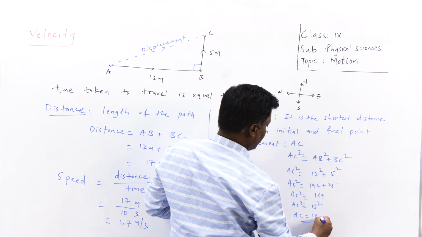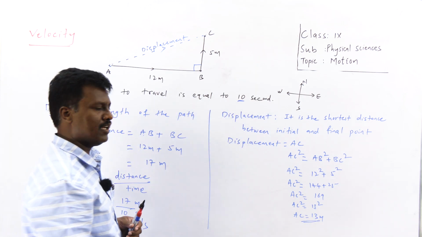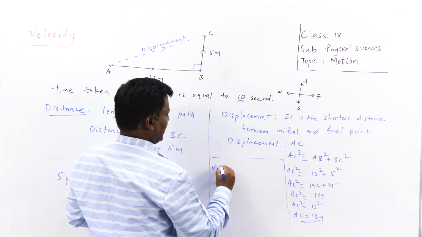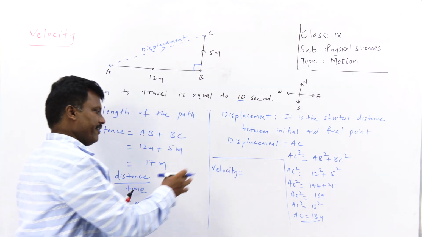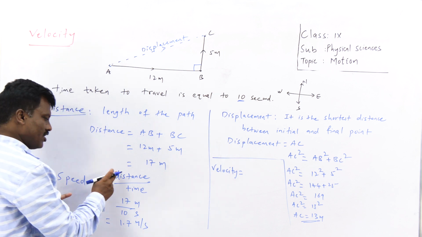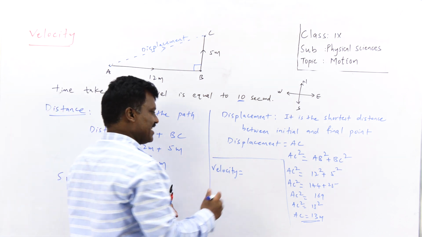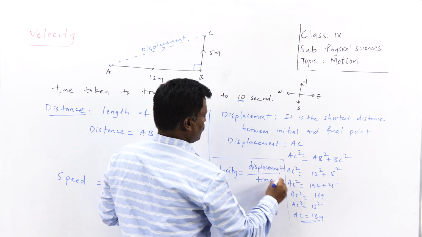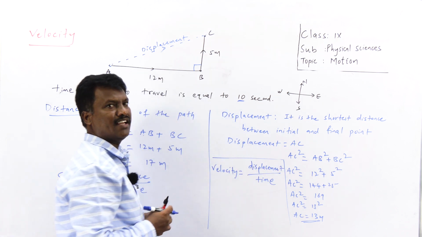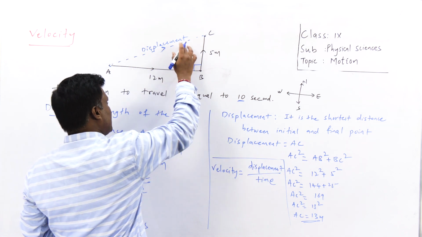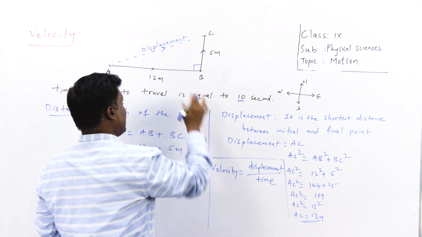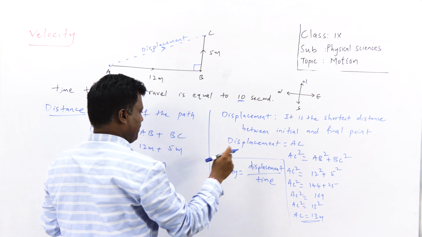Displacement is equal to how many meters we got? 13 meters. Okay. Now I am going to calculate velocity. Now, introduction to velocity. Speed is equal to distance by time. Velocity is equal to displacement by time. So the rate of displacement is called velocity. The rate at which this displacement happened is called velocity. It means the quantity displacement is divided by time.